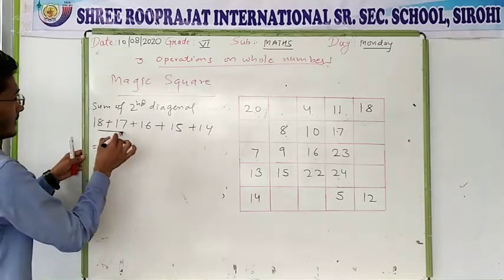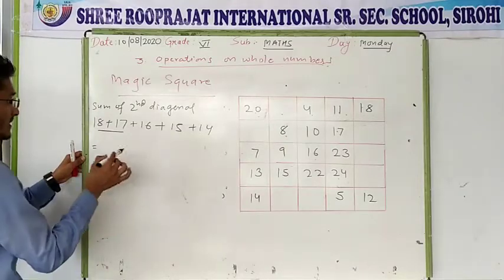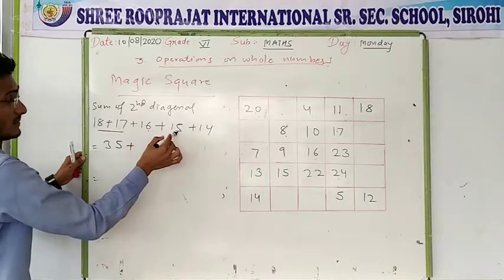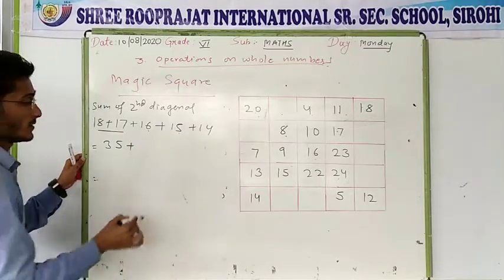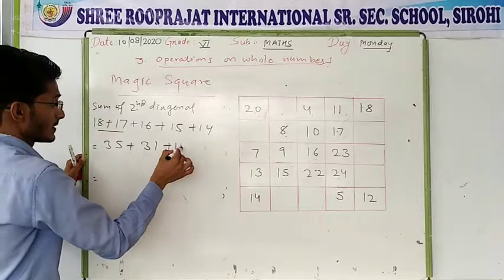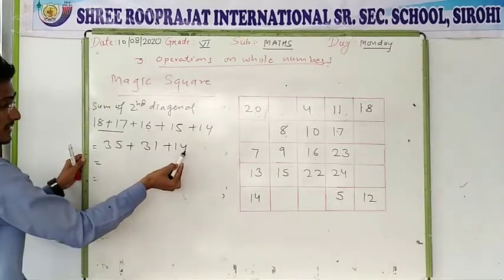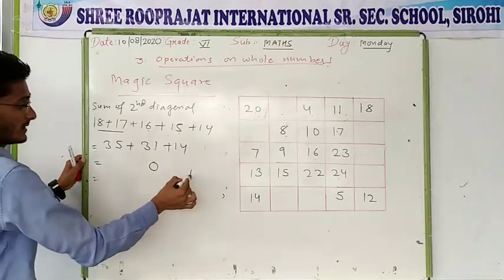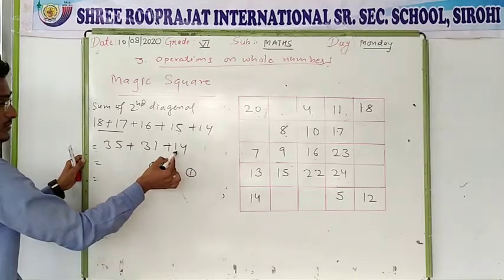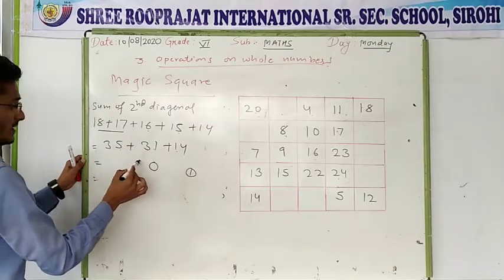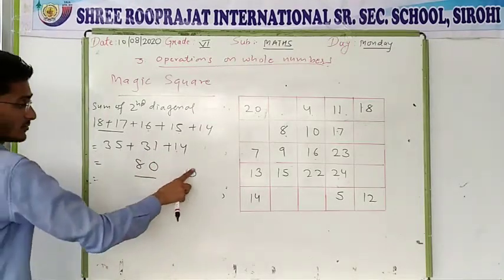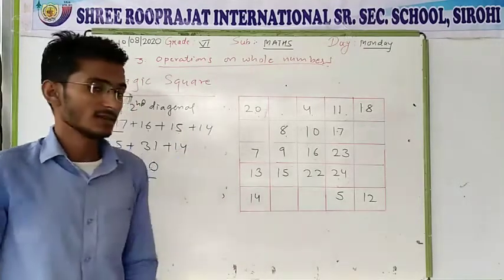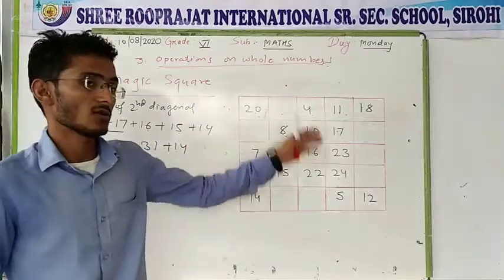So 18 plus 17, what will you get? 35. Here 16 plus 15, you will get 31, and 14. Now you can add 4 plus 1 is 5, 5 and 5 is 10. You will get 0 and carry 1. 1 and 1 is 2, 2 and 3 is 5, 5 and 3 is 8. So same as the previous one, the sum of the second diagonal is 80. That means the sum of either this row or a column should be 80.